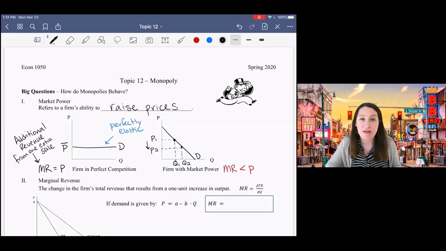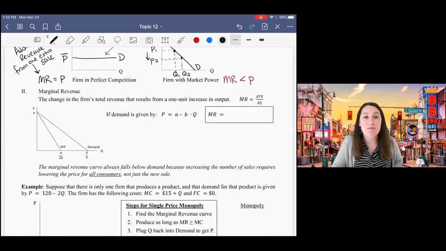We want to now think about what is marginal revenue. Of course, that's a big part of the firm behavior question because the firm is going to weigh the costs and benefits of production, and the cost is marginal cost, the benefit is marginal revenue. So how do we calculate marginal revenue when we have a firm with market power?